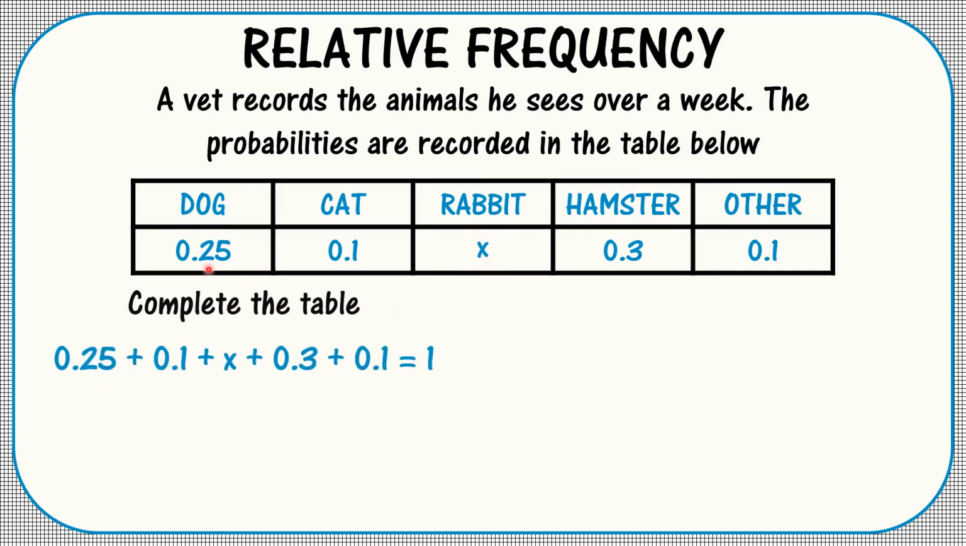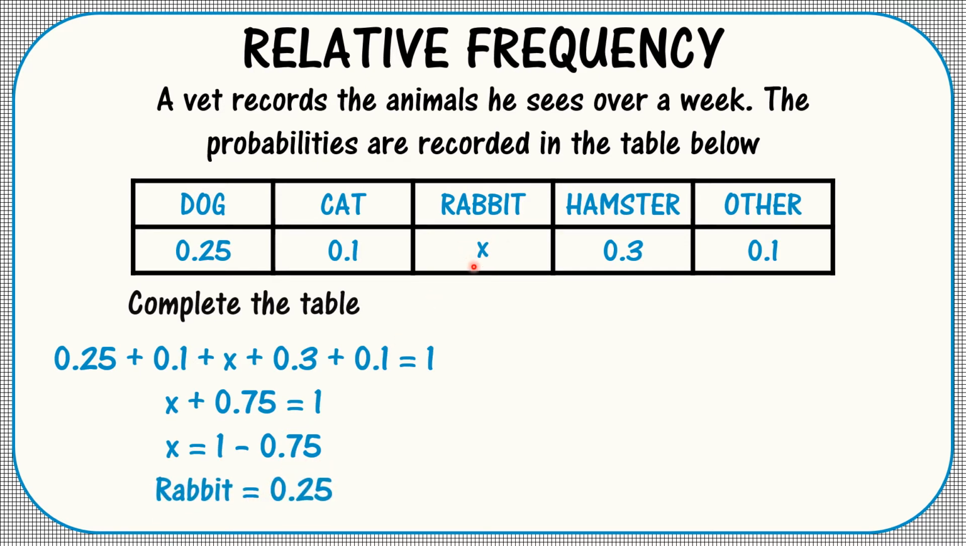Therefore, we can say that 0.25 plus 0.1 plus this value of x plus 0.3 plus 0.1 is equal to 1. Once you tidy this up, you will get x plus 0.75 is equal to 1. As this 0.75 is positive, once you take it to the other side it becomes negative. So x is equal to 1 minus 0.75. x is equal to 0.25. Therefore, we can replace this x with the value of 0.25. So the probability of seeing a rabbit is 0.25.